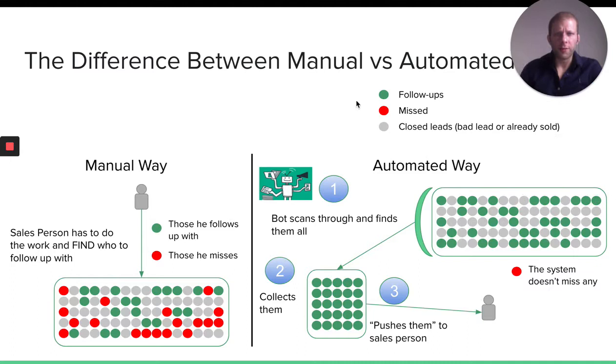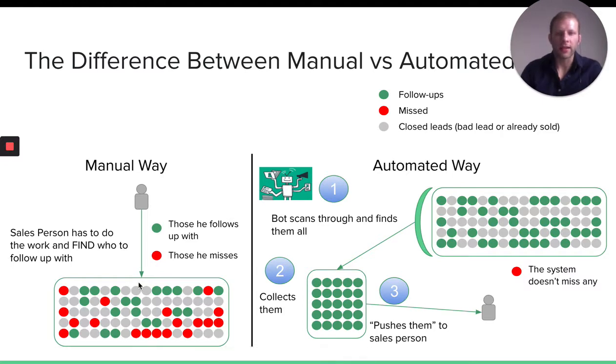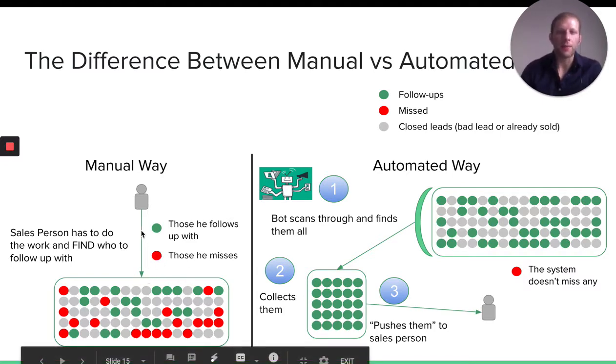Now, here's the difference between manual versus automated. Manual meaning you have a CRM and people have to manually use the CRM. So the salesperson, any of your agents, has to do the work and go and look for who to follow up with. So he'd go into the CRM. Let's say that the red ones, as he's looking through the leads, are the ones maybe that he misses, and the green ones are the ones that he sees and extracts and then follows up with. So there will be some misses like that because he's human, and it's a manual process.